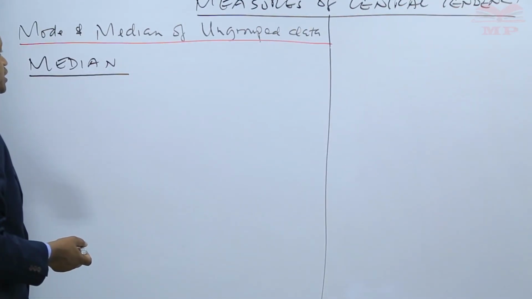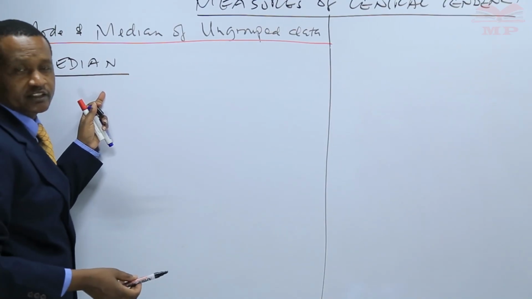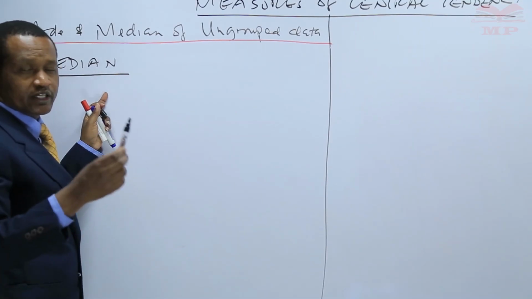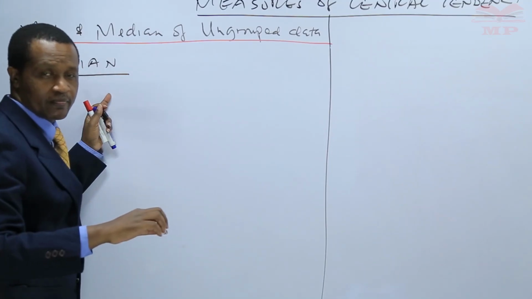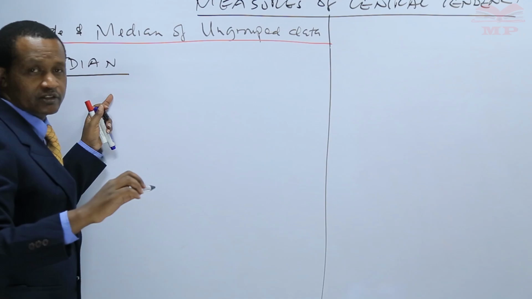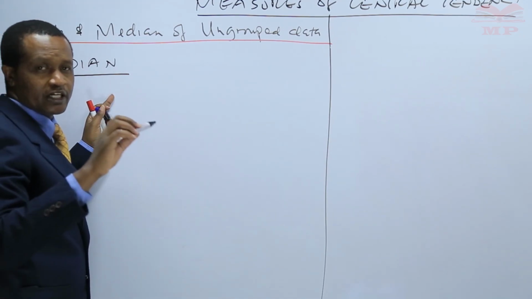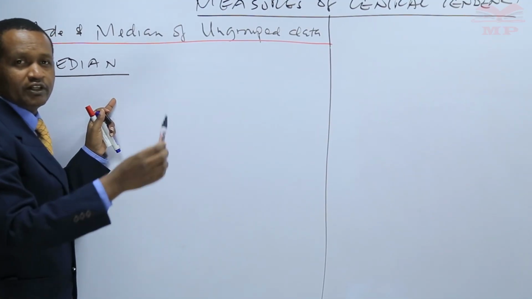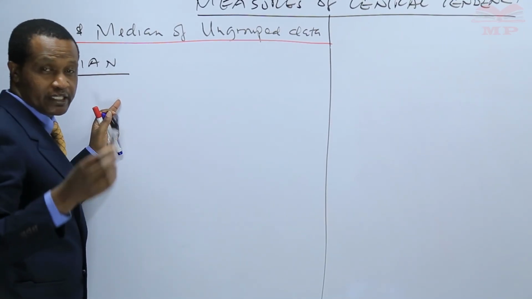Now, to determine the median of any given data, learners, first the data values have to be arranged either in ascending order or descending order, so that the middle item, the value that appears in the middle of the list that has been arranged in ascending order or descending order, will be the median.